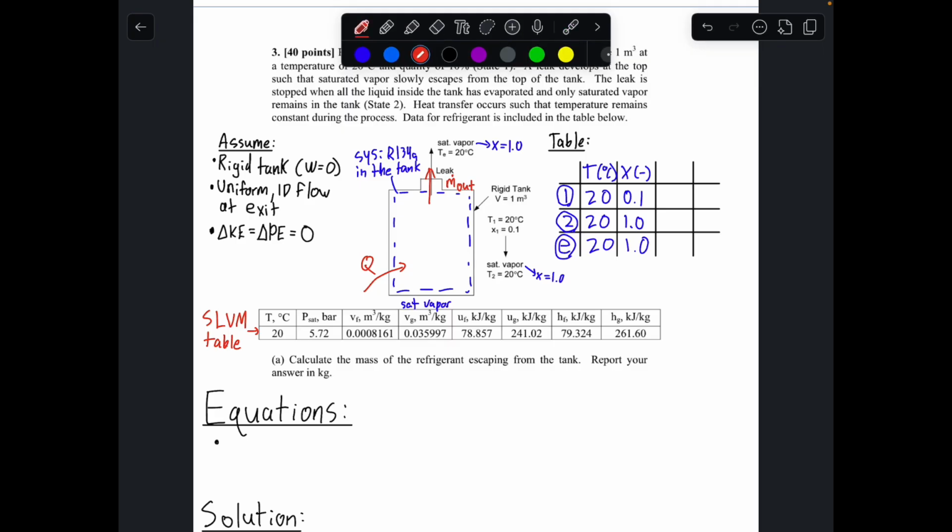And we can remember that we can calculate the mass, I'll write this in the equation section, at any state by taking the total volume at that state divided by the specific volume at that state. So we don't have any information directly about specific volume, but what we do have is the quality at both state 1 and state 2. And we can use that quality directly to find the specific volume at each of the states. And then we'll be able to solve for our mass at state 1 and state 2, and we can take the difference to find the amount of mass that leaves. So let's scroll down to the equation sheet and look at those equations that we'll need.